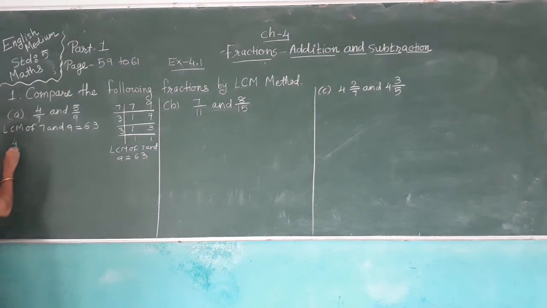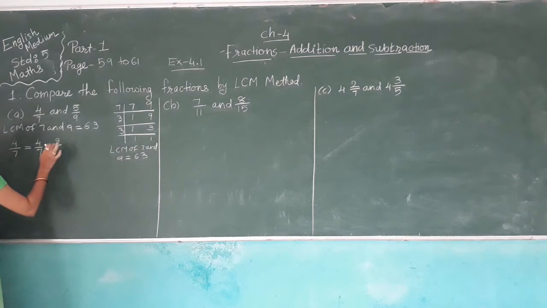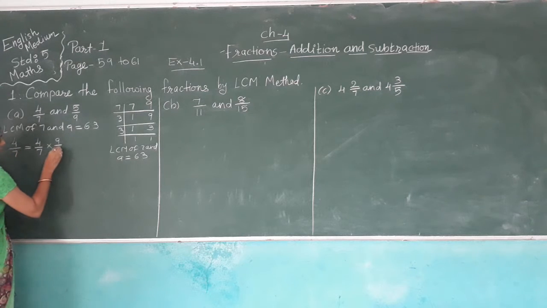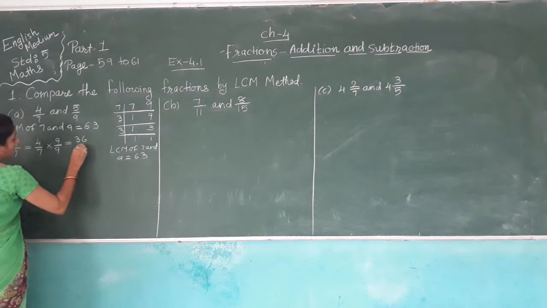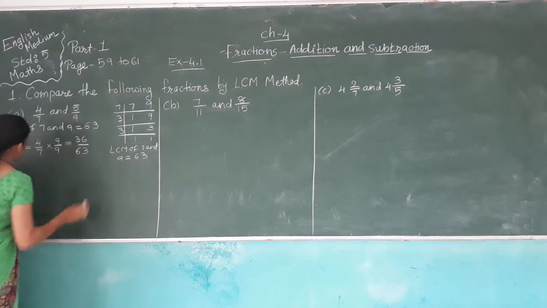So 4 out of 7 is equal to 4 out of 7. Which digit multiplied with 7 gives the answer 63? That means 9. So you multiply 9 with the numerator also, 9 and denominator also 9. 9 fours are 36 and 7 nines are 63.